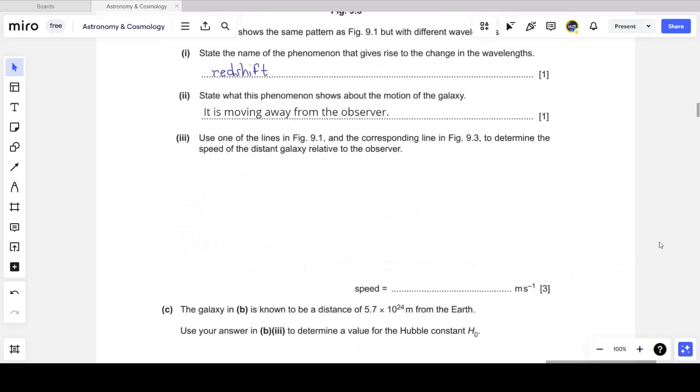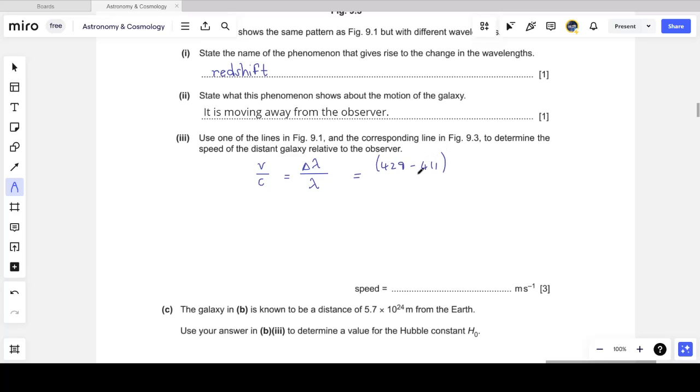We're then told to use one of the lines in figure 9.1 and the corresponding line in 9.3 to determine the speed of the galaxy relative to the observer. Remember, when we want to find the speed of something relative to an observer, we need to use the redshift equation because we know that thing is moving relative to the observer. The redshift equation says the speed of recession v divided by the speed of light c is the difference in wavelength for that specific line, delta lambda, divided by the correct wavelength, or the wavelength that is emitted by that star. And so v over c is 429 minus 411.